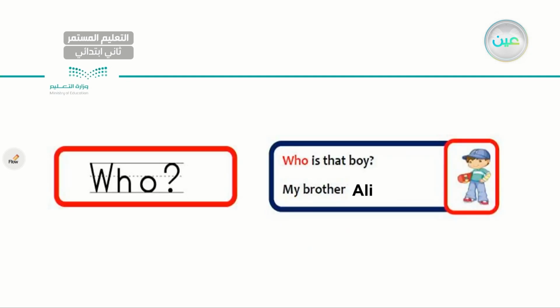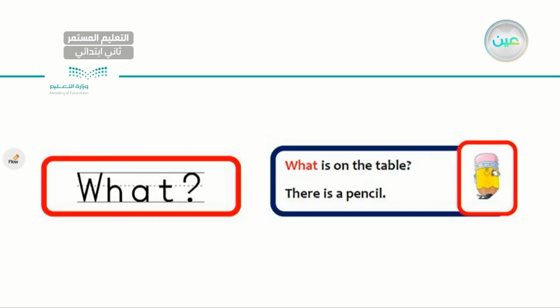As you can see, who. I use who whenever I need to know information about a person. Who is your favorite person? Who's your father? Who's your English teacher? And so on. So let's read. Who is that boy? My brother Ali. So here, by asking this question, I need a person's name. Who is that boy? My brother is Ali.